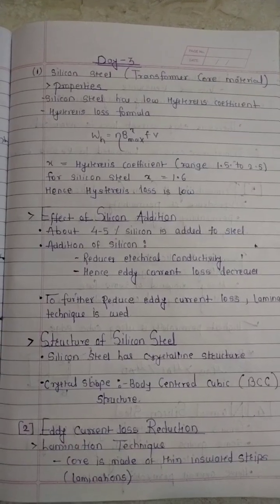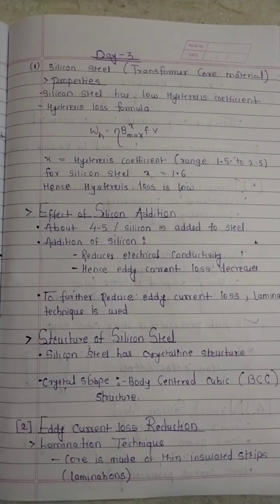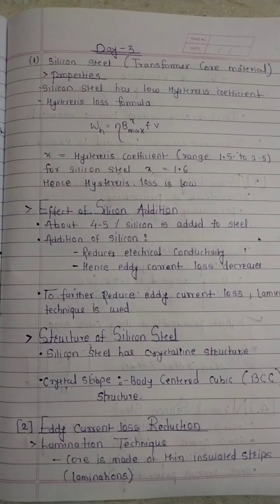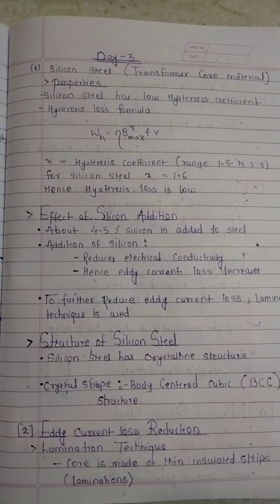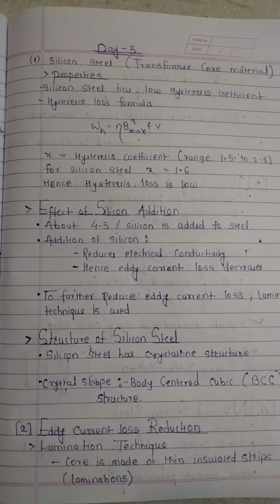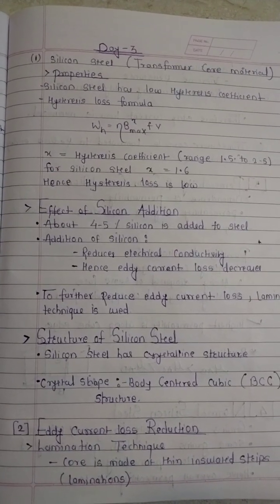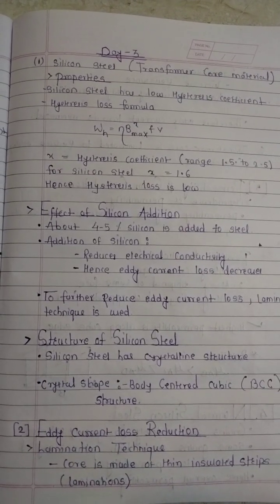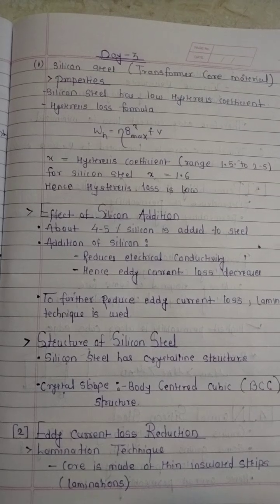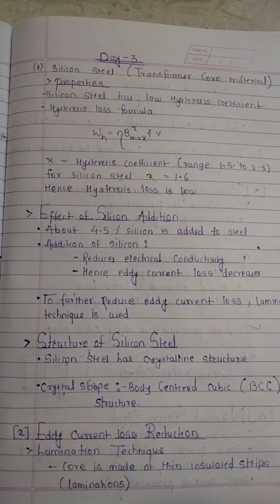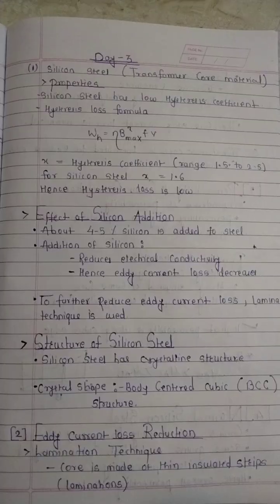What is the effect of the silicon addition? Why are we adding silicon to steel in the transformer core? About 4 to 5% of silicon is added to the steel. Addition of silicon reduces electrical conductivity, and hence eddy current loss decreases.